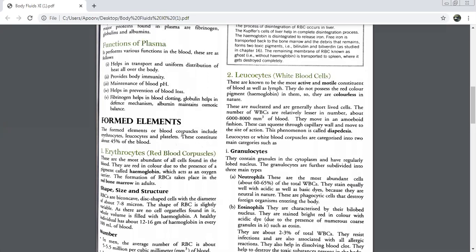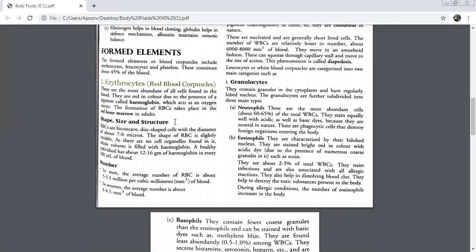So all three of them till now you call them as blood corpuscles. What is the other name of these? What is the other name we've learned today? Formed elements. Very good. 45% of your blood is actually these formed elements.